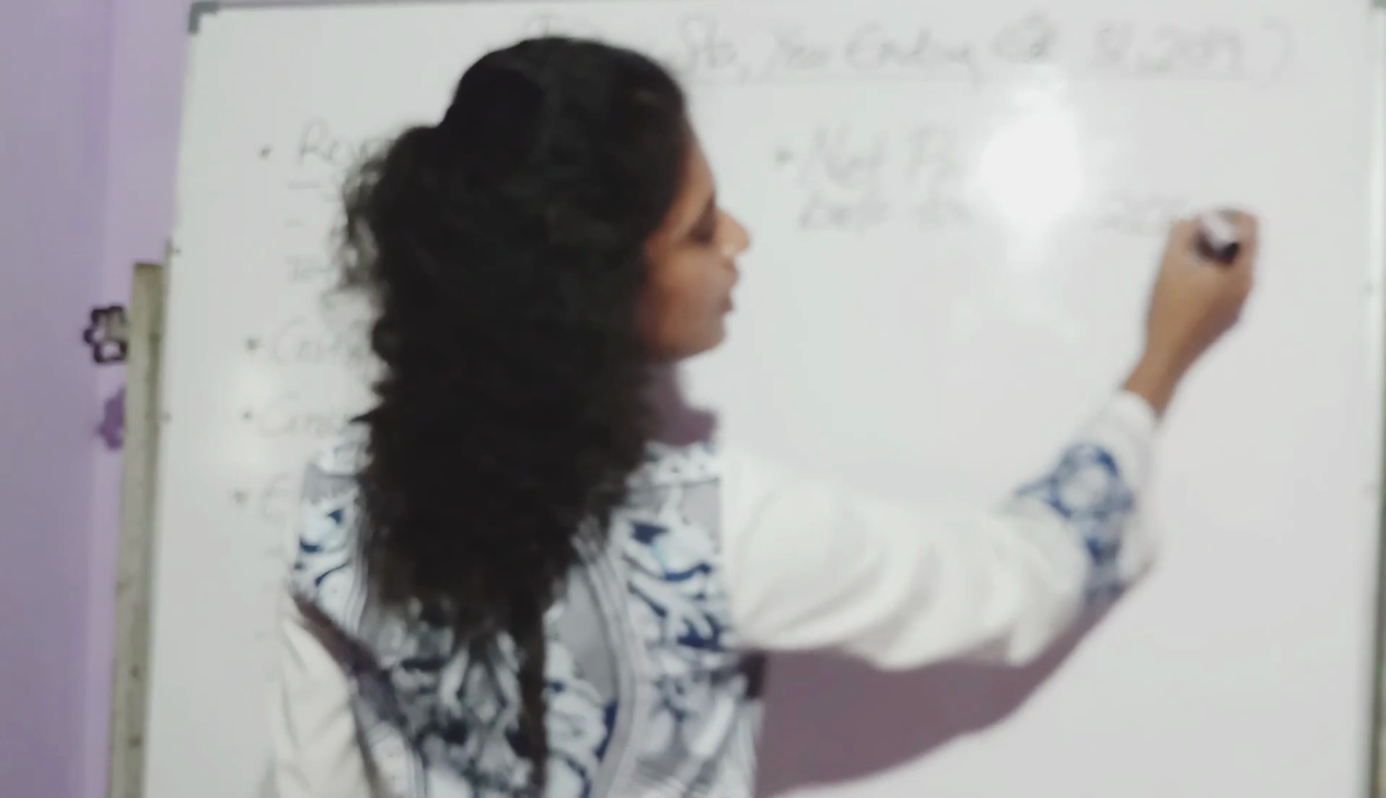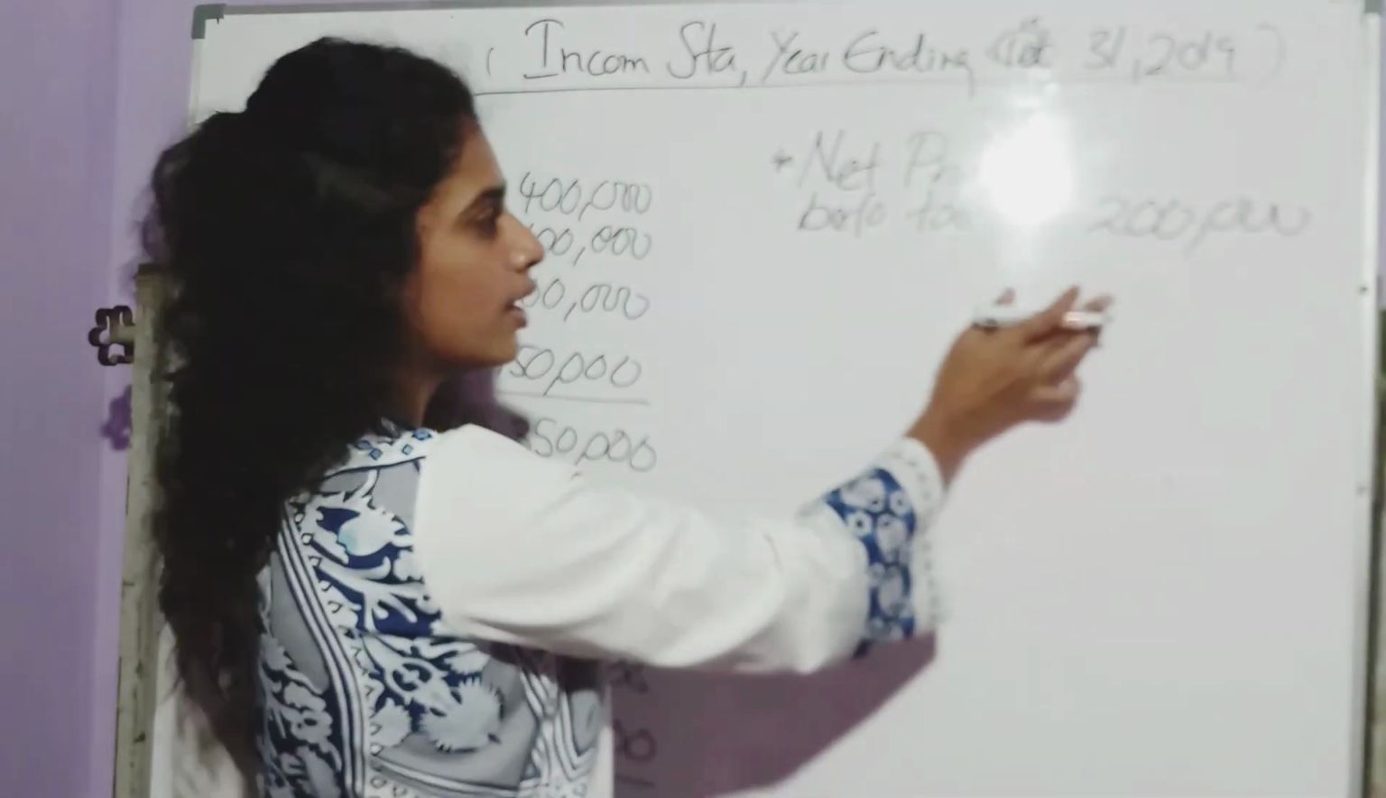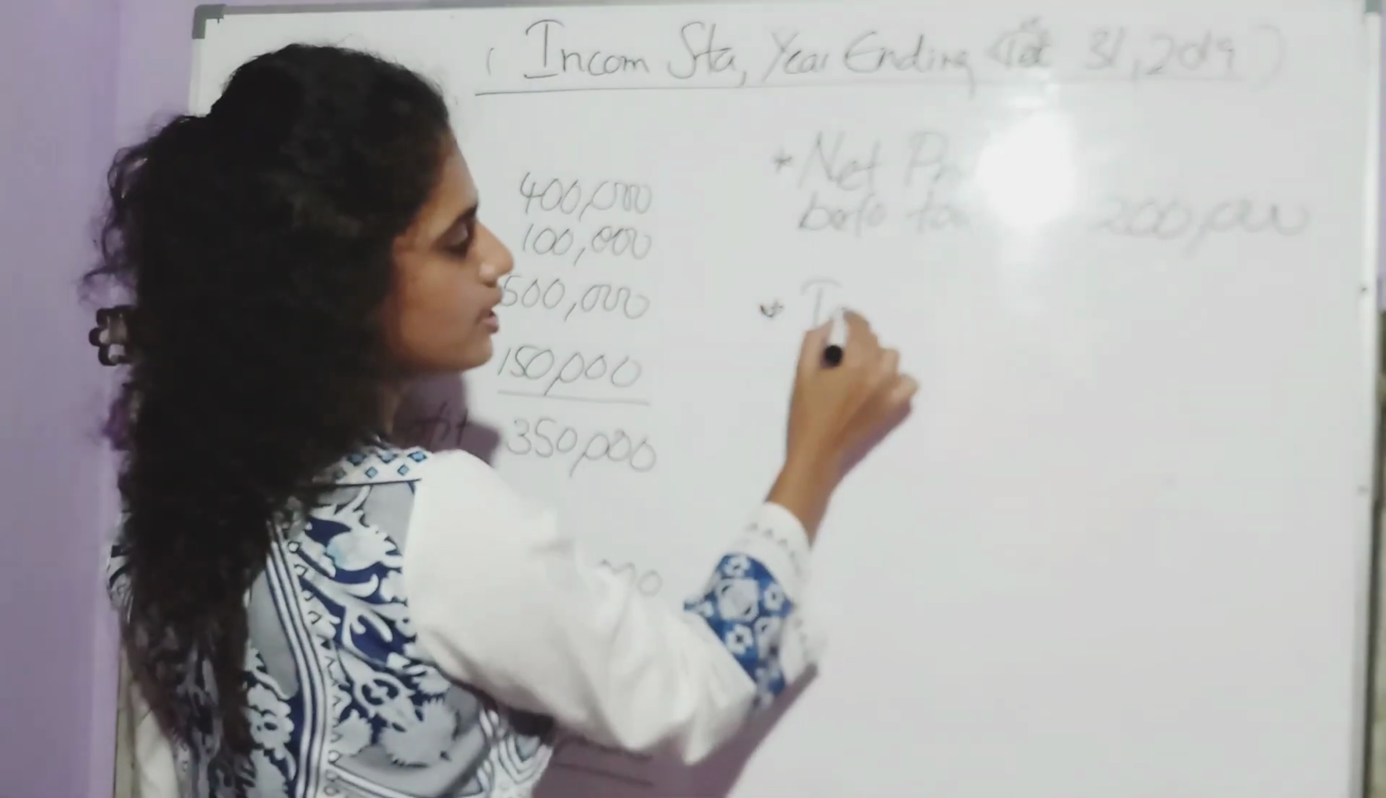So 200,000 is what we are getting as the net profit before tax. Then the next point, tax. Let's say we are having a tax of 25,000.